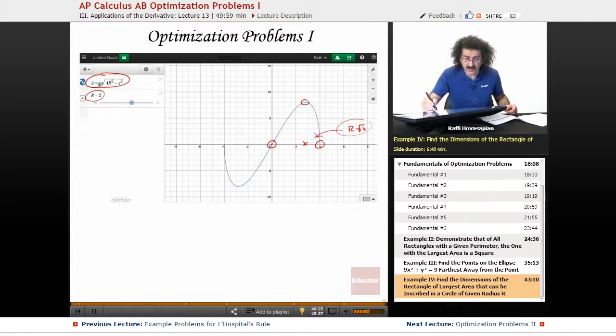When I put r radical 2 into the function for area, I end up actually getting the largest area. And this graph confirms it. The maximum of this graph, the maximum of the area function, happens at r radical 2. It happens where the derivative of this function equals 0.